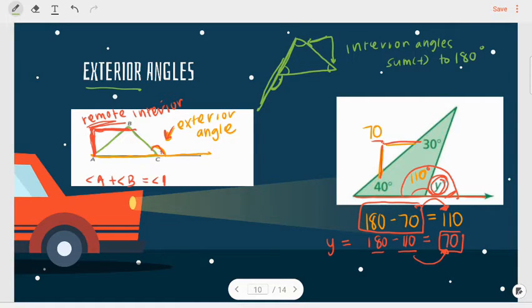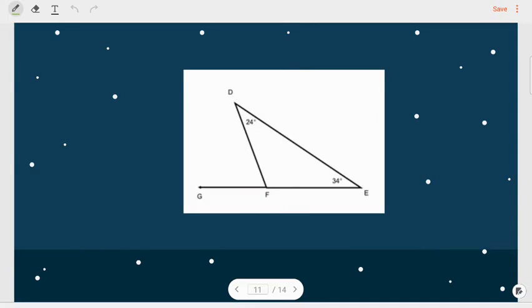So let's go ahead and put this into practice. If I wanted to find this exterior angle, all I have to do is add these angles together. So 24 plus 34 is 58 degrees. So this exterior angle is 58 degrees. Now let's say I'm not too sure about Ms. Johnson's rule and I want to check it one more time.